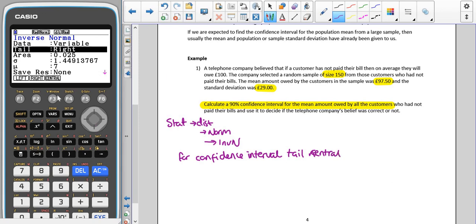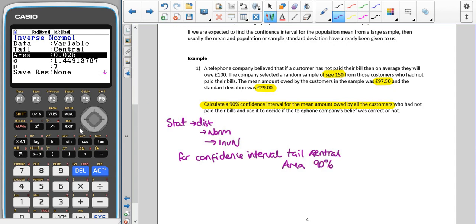So here, I'm going to change this to central by clicking F3. The area is going to be whatever the area of the confidence interval is. So the area, in this case, is going to be 90%. So 0.9.